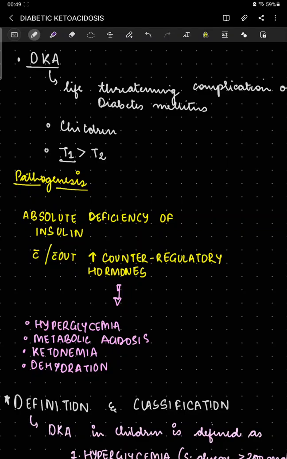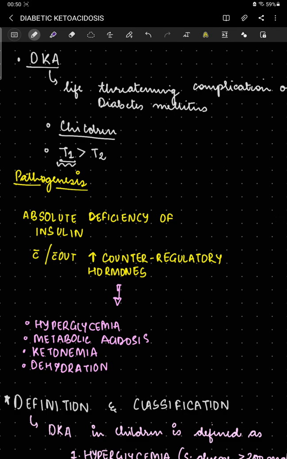Everyone, today we are going to discuss diabetic ketoacidosis. Diabetic ketoacidosis, also commonly known as DKA, is a life-threatening complication of type 1 diabetes mellitus. Yes, it is seen in diabetes type 1 rather than type 2, and mostly it is seen in children, right? So before starting it, we should know a basic pathogenesis behind it.